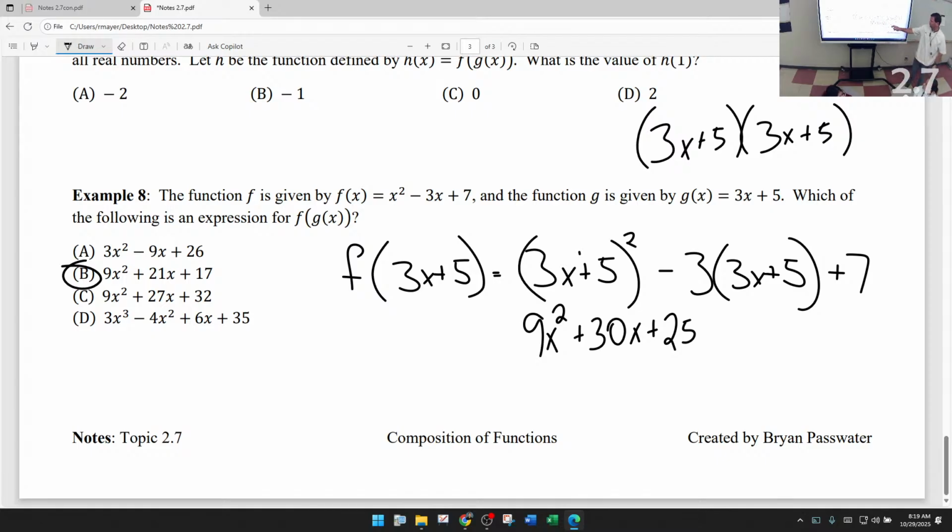And then you got to do a negative 9x, and then a negative 15, and a plus 7, and then you're going to simplify everything. Well, I just knew this was going to be 25 already, and negative 15, and 7. 25 minus 15 is 10, and 10 plus 7 is 17, and there's only one of those that has 17 in it. Y'all kind of okay? Sometimes you can use your answers to help you. You don't have to do the whole thing. Now, if there were 2 17s, I'd have to do some more.